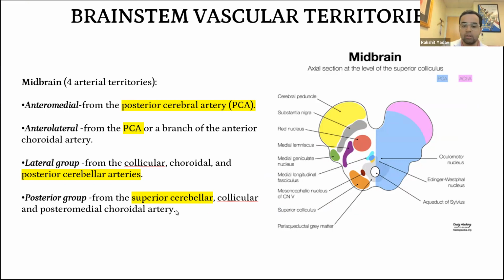The first one is anteromedial. This is supplied by the posterior cerebral artery, and the posterior cerebral artery is usually associated with midbrain strokes or any kind of insult. Then you have the anterolateral areas as well. This is also supplied from the posterior cerebral artery or a branch of the anterior choroidal artery. Then we have the lateral area of the midbrain. This is supplied by the posterior cerebellar arteries, not the cerebral arteries. And then the posterior group of the midbrain is supplied from the superior cerebellar, collicular, and posterior medial choroidal artery.